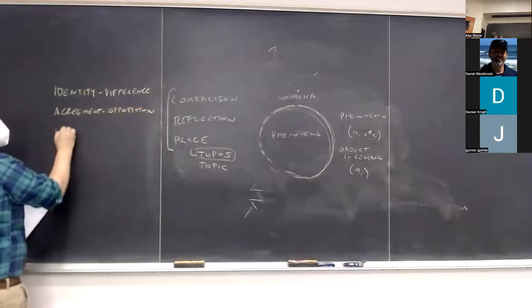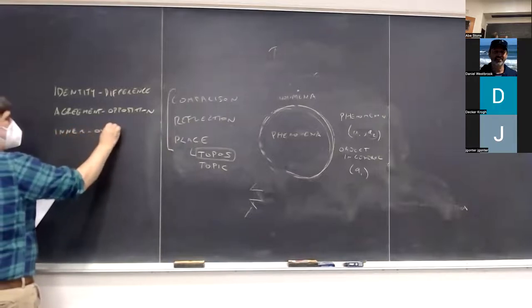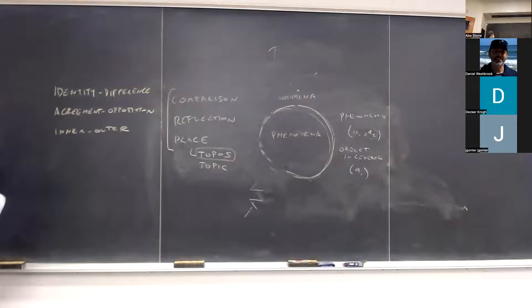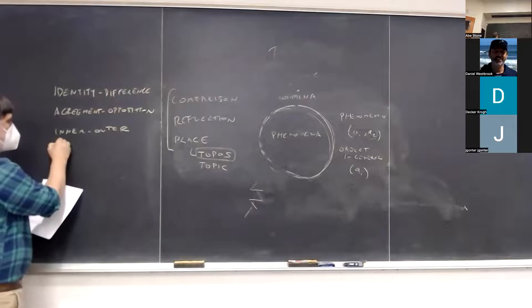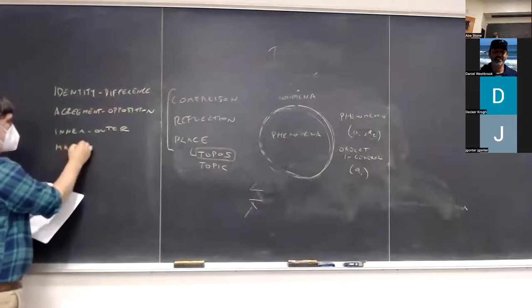Identity and difference, agreement and opposition, inner and outer. I was going to talk about how exactly to correlate this with Locke's pairs, because the terms except at the beginning are not the same. But if you look at what Kant says these comparisons are about and compare them to what Locke is talking about, you'll see that I'm right that it's basically the same list, but I won't get into that. And the last one is matter and form.